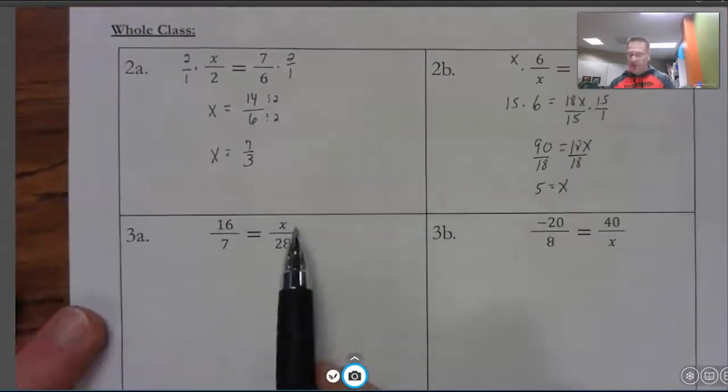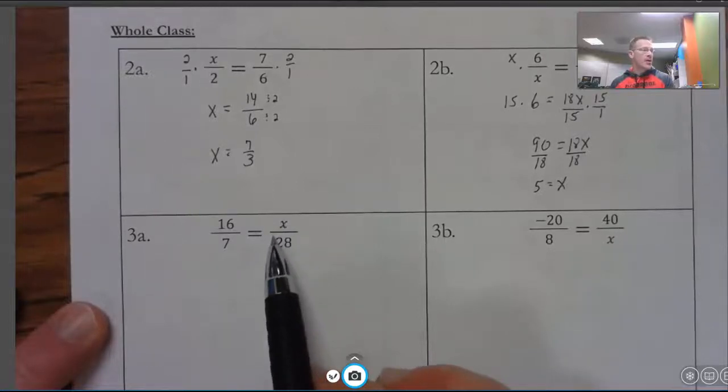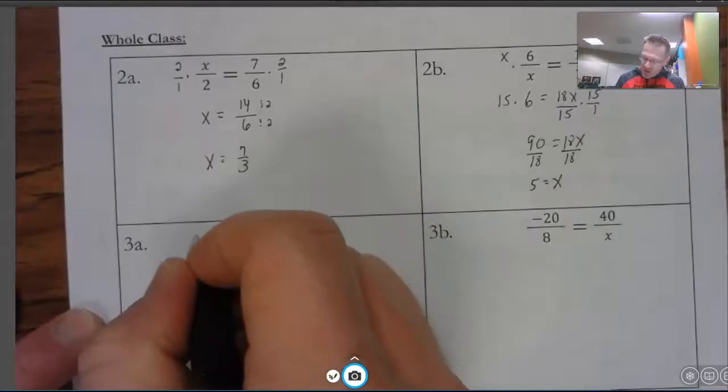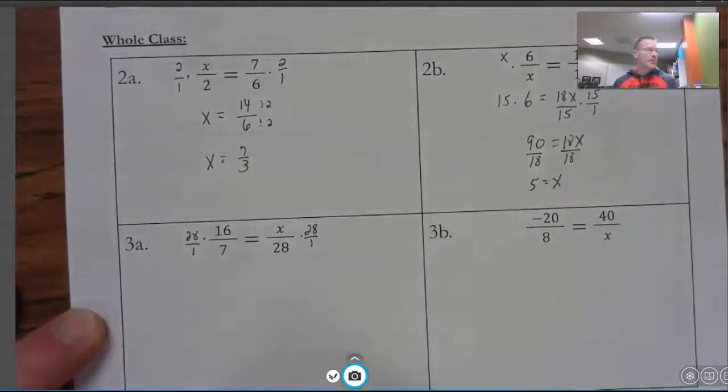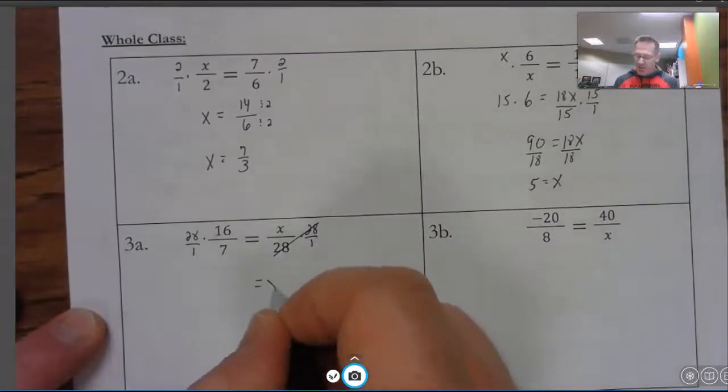So now here's my variable. It's in the numerator, great. So what I want to do is undo the division on the right side. I'm dividing by 28, so I'm going to multiply by 28, and I'm going to multiply by 28 on the other side, and I'm going to put that over 1. Multiplying by 28 undoes the dividing by 28. That leaves me my x.